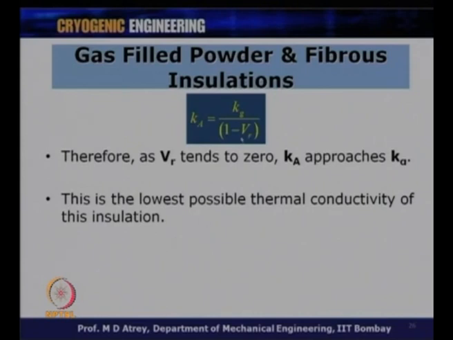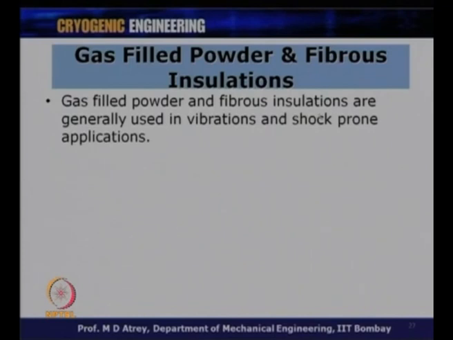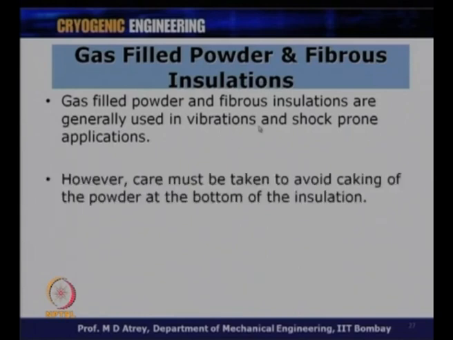So, if we have a Vr, the Ka is going to be higher than the value of Kg. It also tells you that the kind of gas that is going to be used, its conductivity, plays a very important role, because the lowest conductivity that it can reach is equal to the conductivity of the particular gas used in the gas filled powder. Gas filled powder and fibrous insulations are generally used in vibration and shock prone applications. Wherever there is no vibration and we do not want shocks, it will always be preferred to have gas filled powder and fibrous insulation.